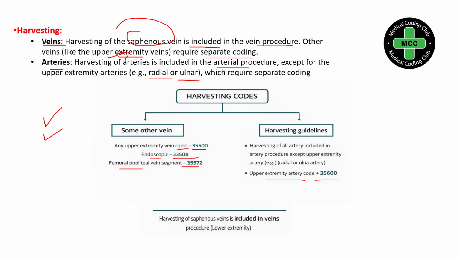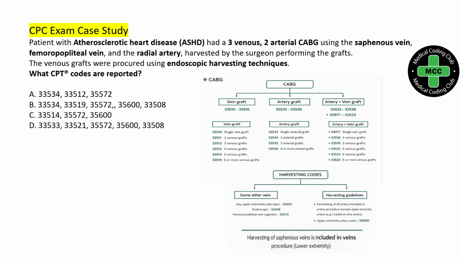Okay, so now let's see one clear example to understand this concept in a simple and better way. Okay, so you can see the CPC exam case study question. A patient with atherosclerotic heart disease had a 3 venous 2 arterial grafting using saphenous vein and femoral vein and radial artery, harvested by the surgeon performing the graft. The venous grafts were procured using endoscopic harvesting technique. So it's very simple and direct.